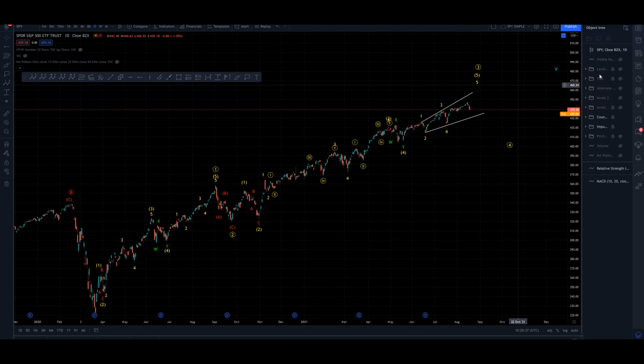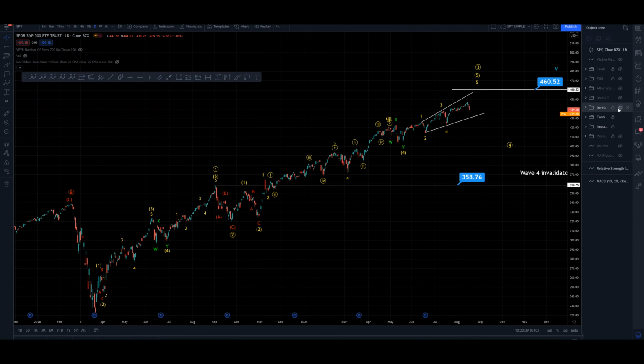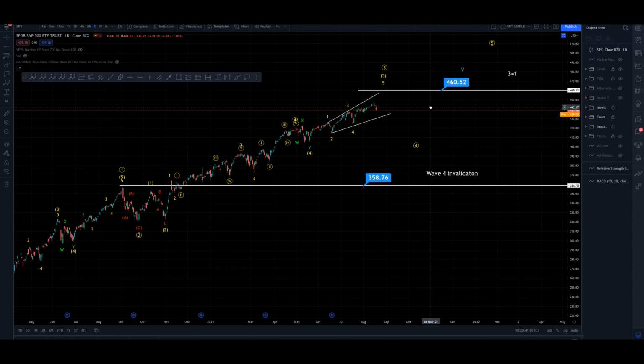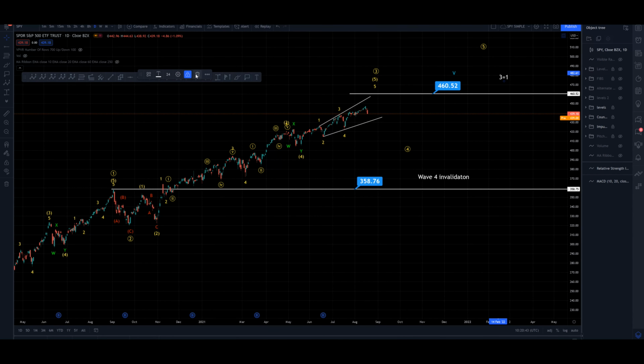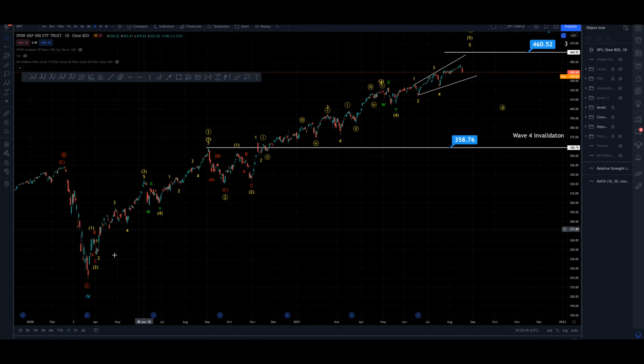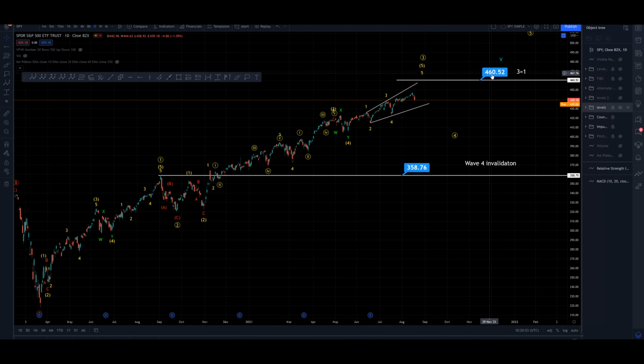Right then, so we have a couple of targets here also with another set of levels, and this is here called 1 equals 3. So 1 equals 3 is 460.52. Now what this means is that the length of our primary wave 1 is equal at this level, 460.52. So if we've topped in a 3, and I say if because it's not certain, but if we have, then we have a shorter wave 3 than we do a wave 1.